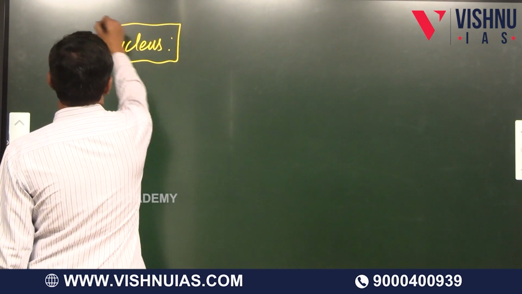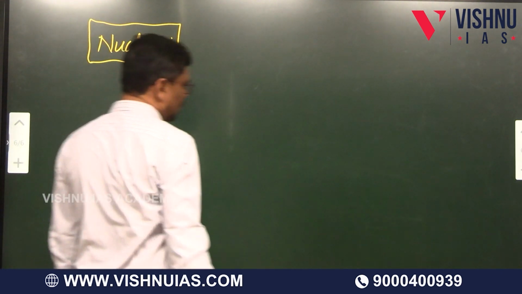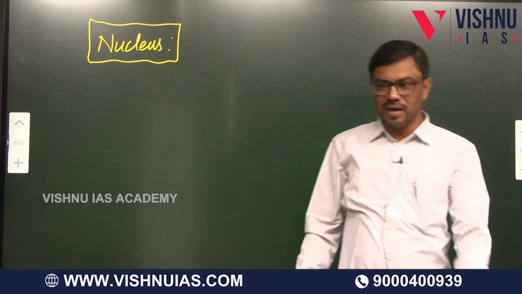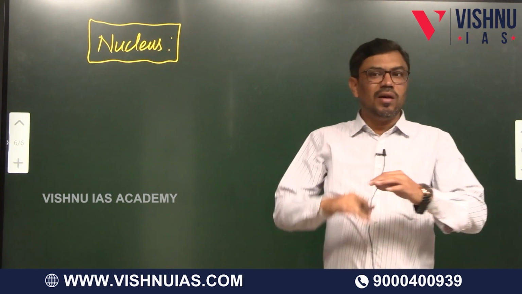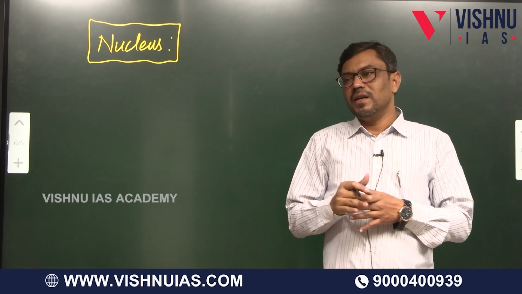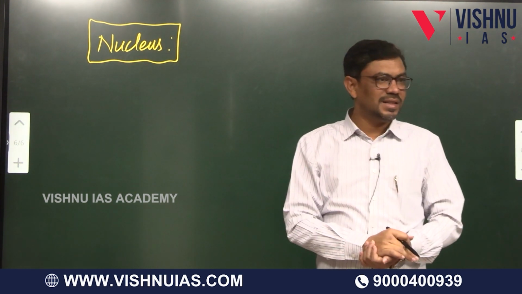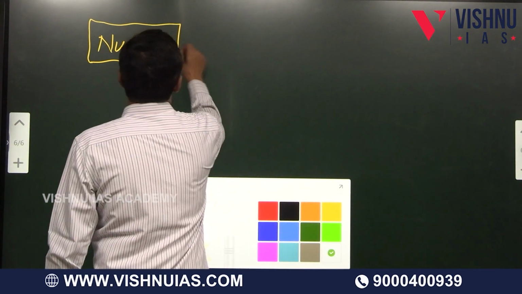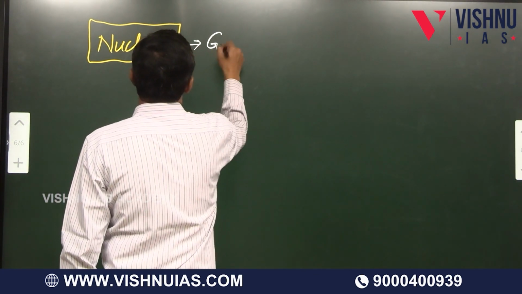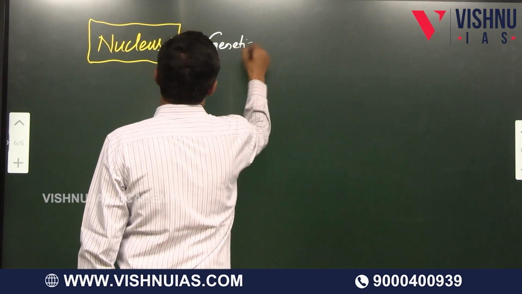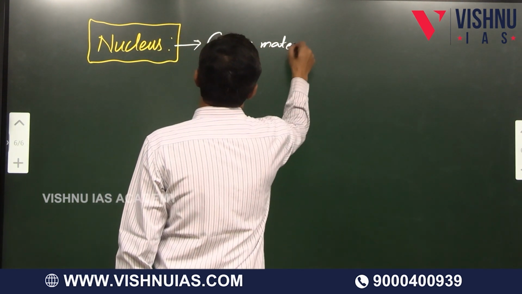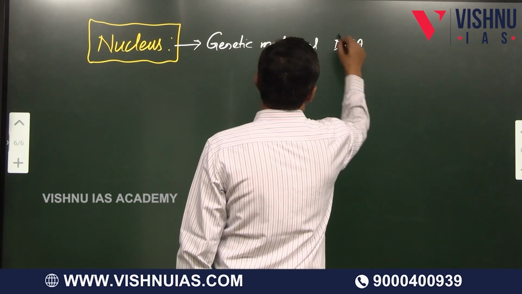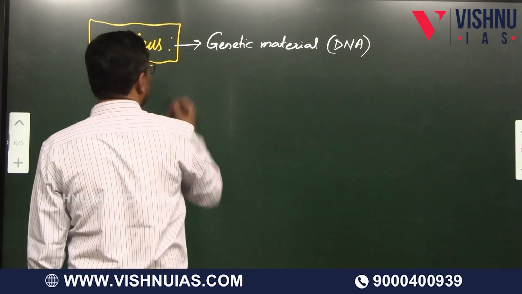Nucleus. This nucleus you can consider as a master cell organelle, because it is controlling all the activities of the cell. It is controlling all other cell organelles. Is it clear? Right. And this nucleus contains genetic material, mainly DNA.